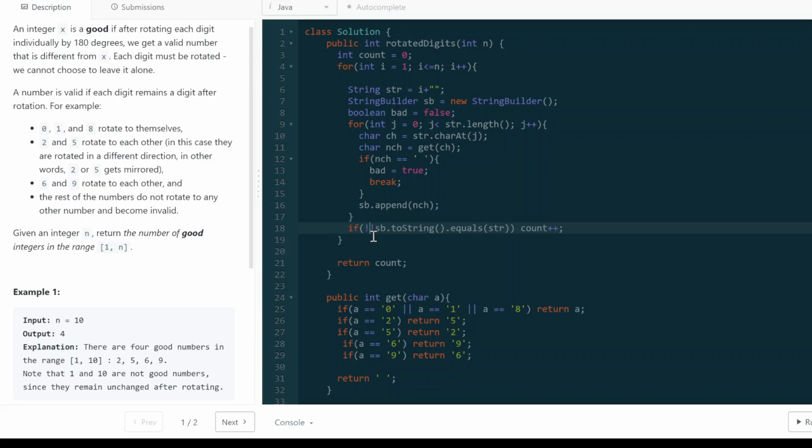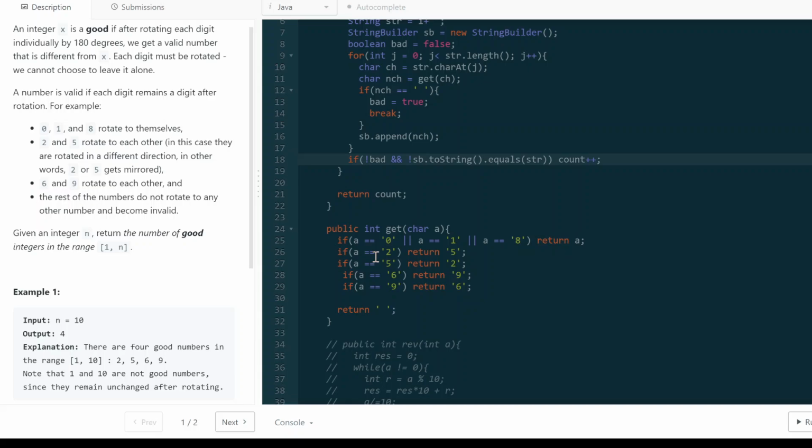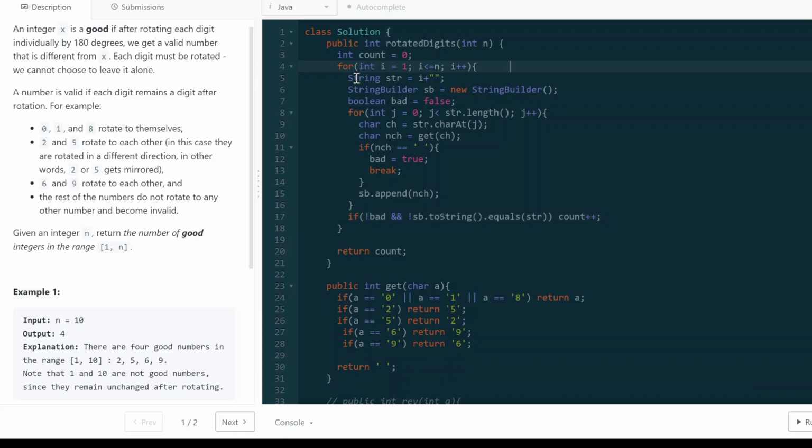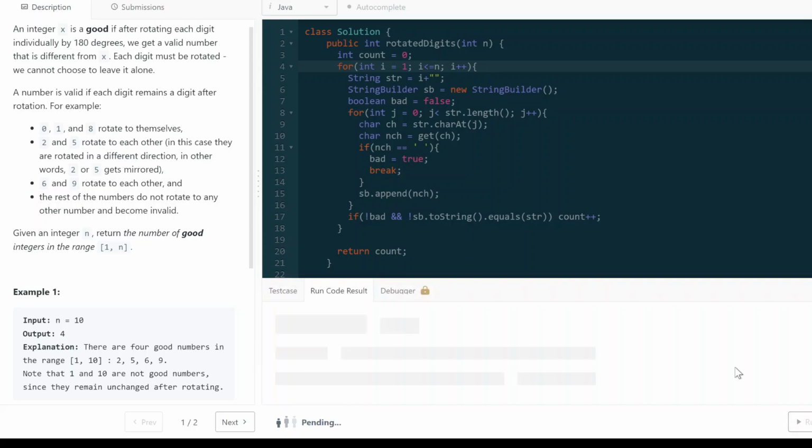Not bad and. Now our code becomes much simpler just because of using a string instead of an int value. And I think this is it for this part. I'm going over each number in the range, converting it to a string, getting the corresponding character against it, making a new number, and then checking. Let's see.